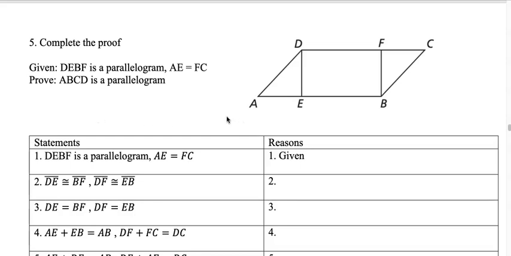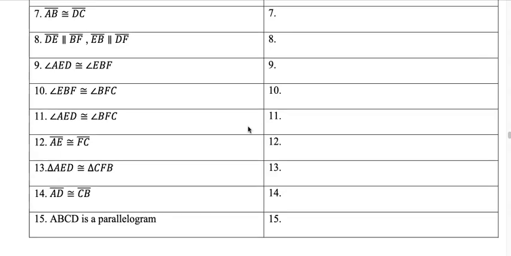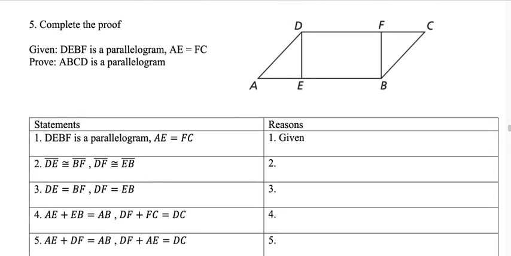All right, and then we're going to finish this off with a proof here, and this proof is a little longer than usual. We got about 15 steps in this proof. Yep, pause here and try to do it on your own. All right, so we're trying to prove that ABCD, so this big parallelogram here on the outside, is a parallelogram. Right? We're trying to prove that ABCD is a parallelogram.